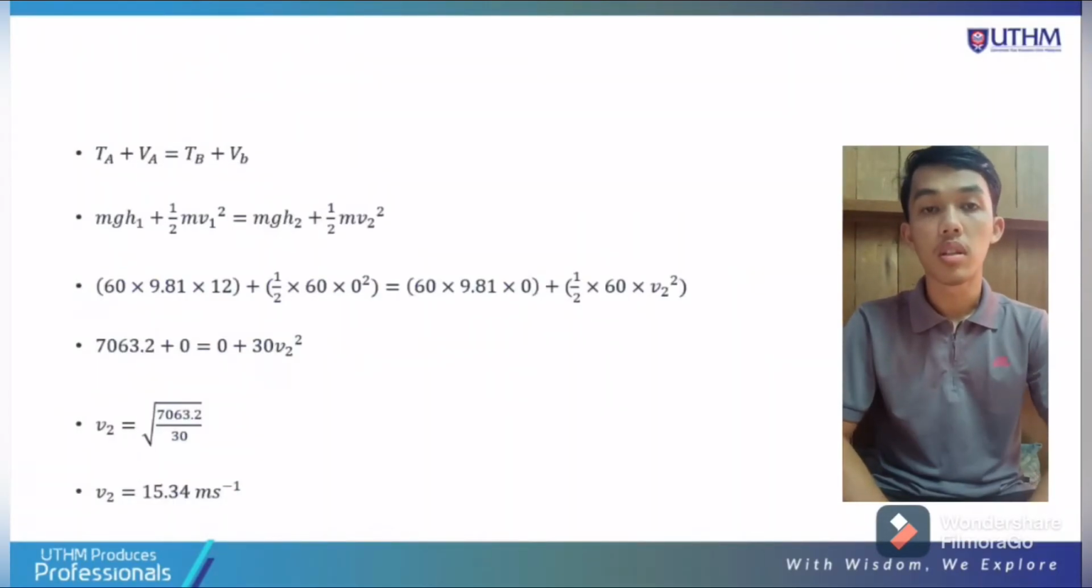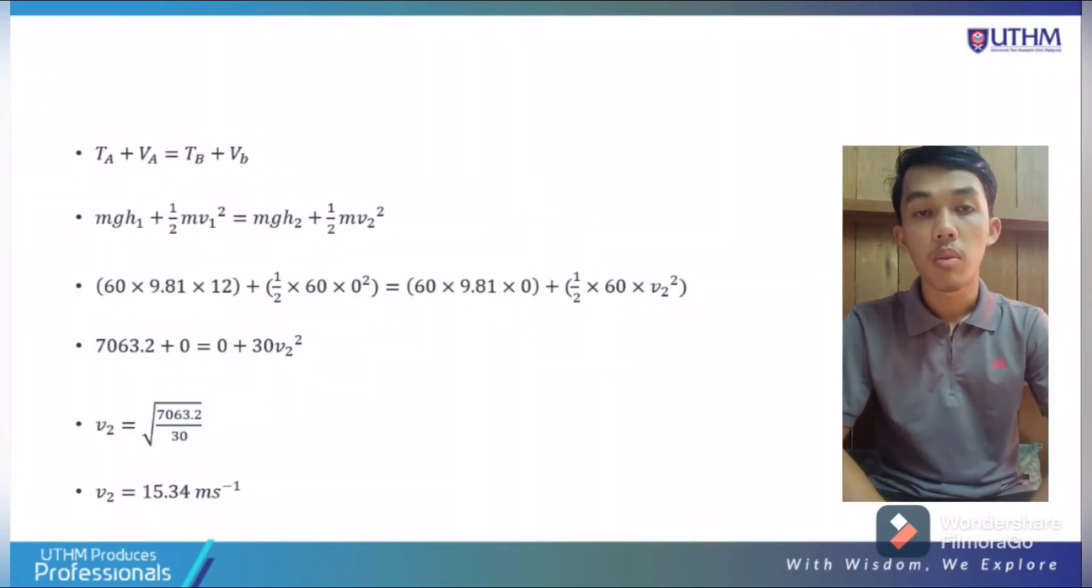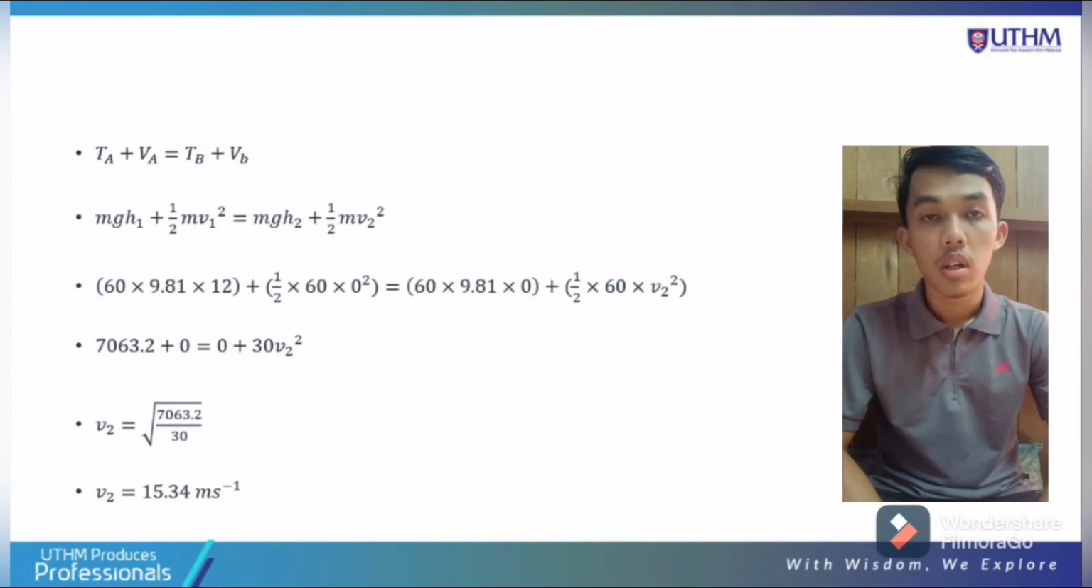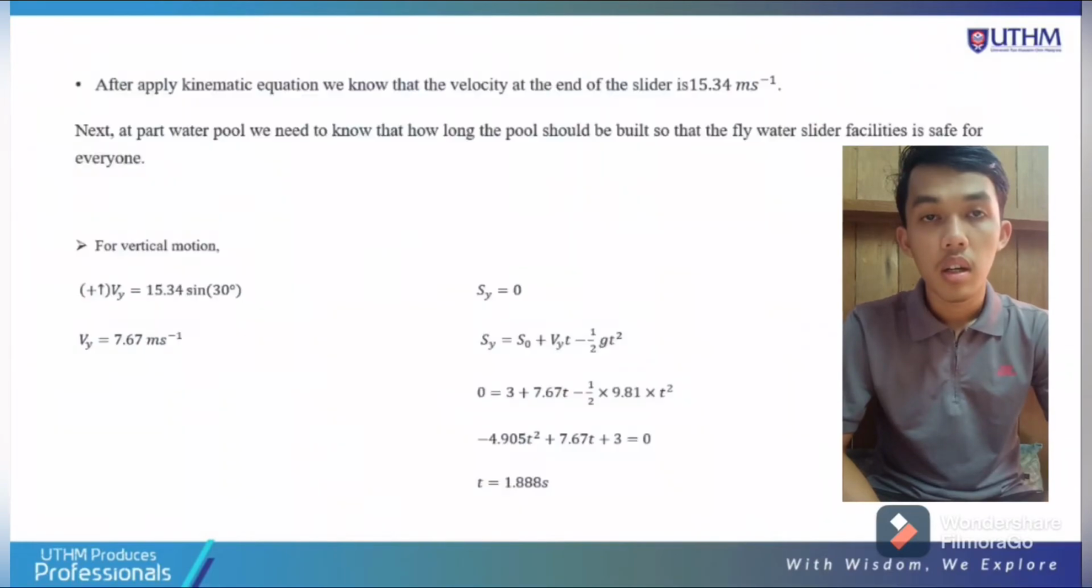We use this formula: mgh1 plus 1/2 mv1 squared equals mgh2 plus 1/2 mv2 squared. We use this formula to calculate v2. The answer for v2 is 15.34 meters per second. After applying the kinematic equation, we know that the velocity at the end of the slider is 50.34 meters per second.